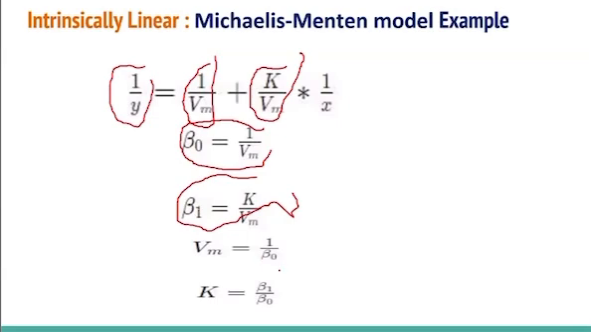K is the ratio of beta 1 over beta naught. You can see the way we're figuring out the parameters in the model indirectly, by way of the transformation. So I'm going to show you how this is done in R.